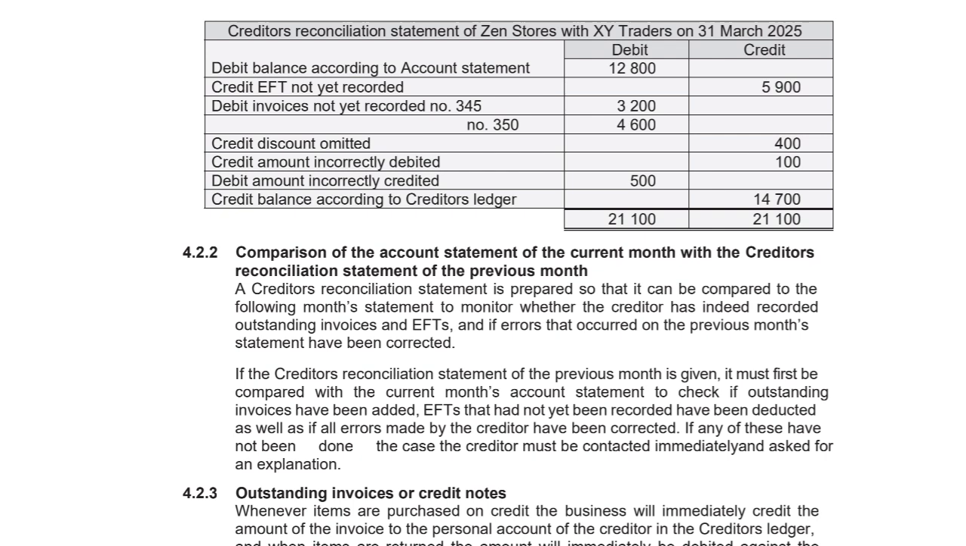If the creditor's reconciliation statement of the previous month is given, it must first be compared with the current month's account statement to check if outstanding invoices have been added, EFTs that had not been recorded have been deducted as well, and if all errors made by the creditor have been corrected. If any of these have not been done, the creditor must be contacted immediately and asked for an explanation.